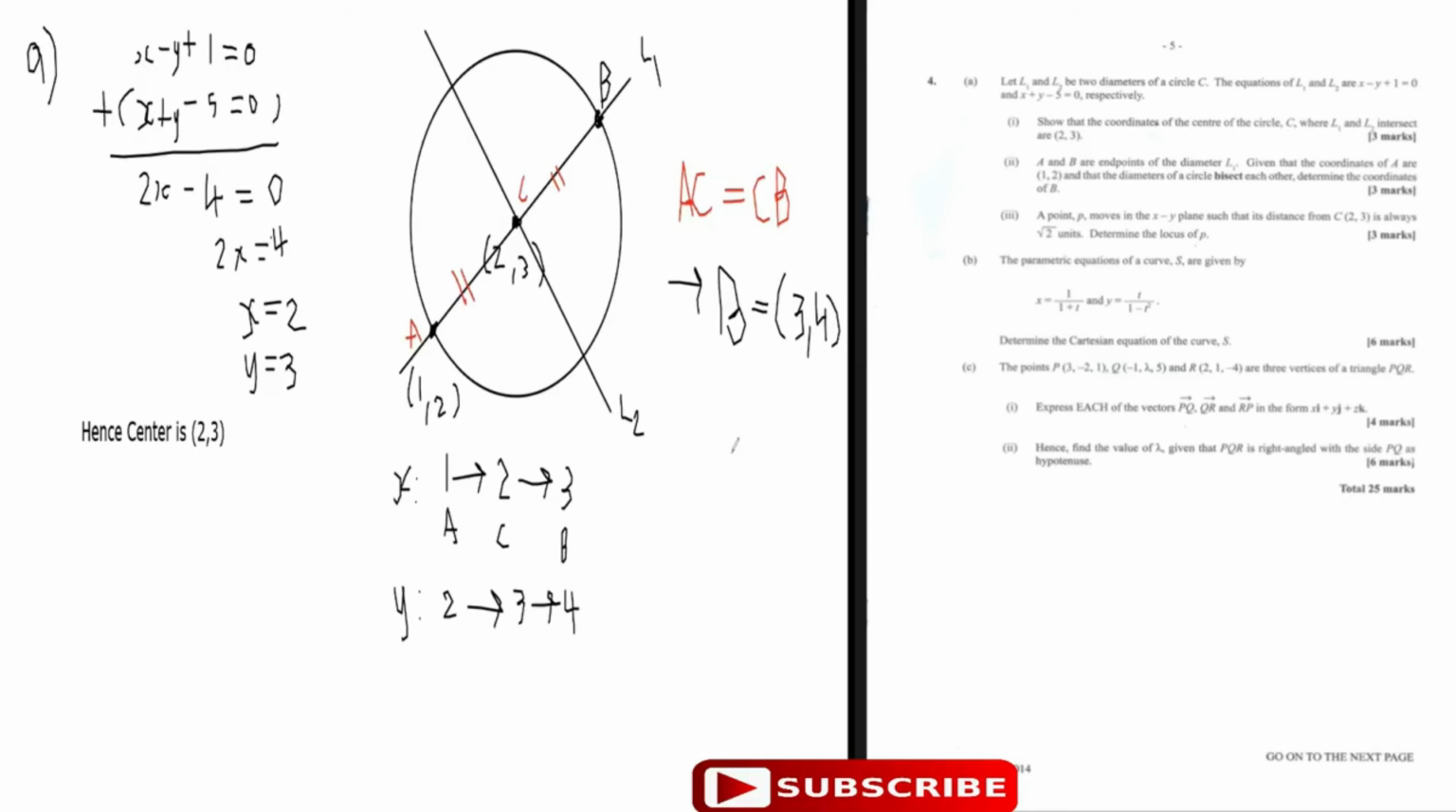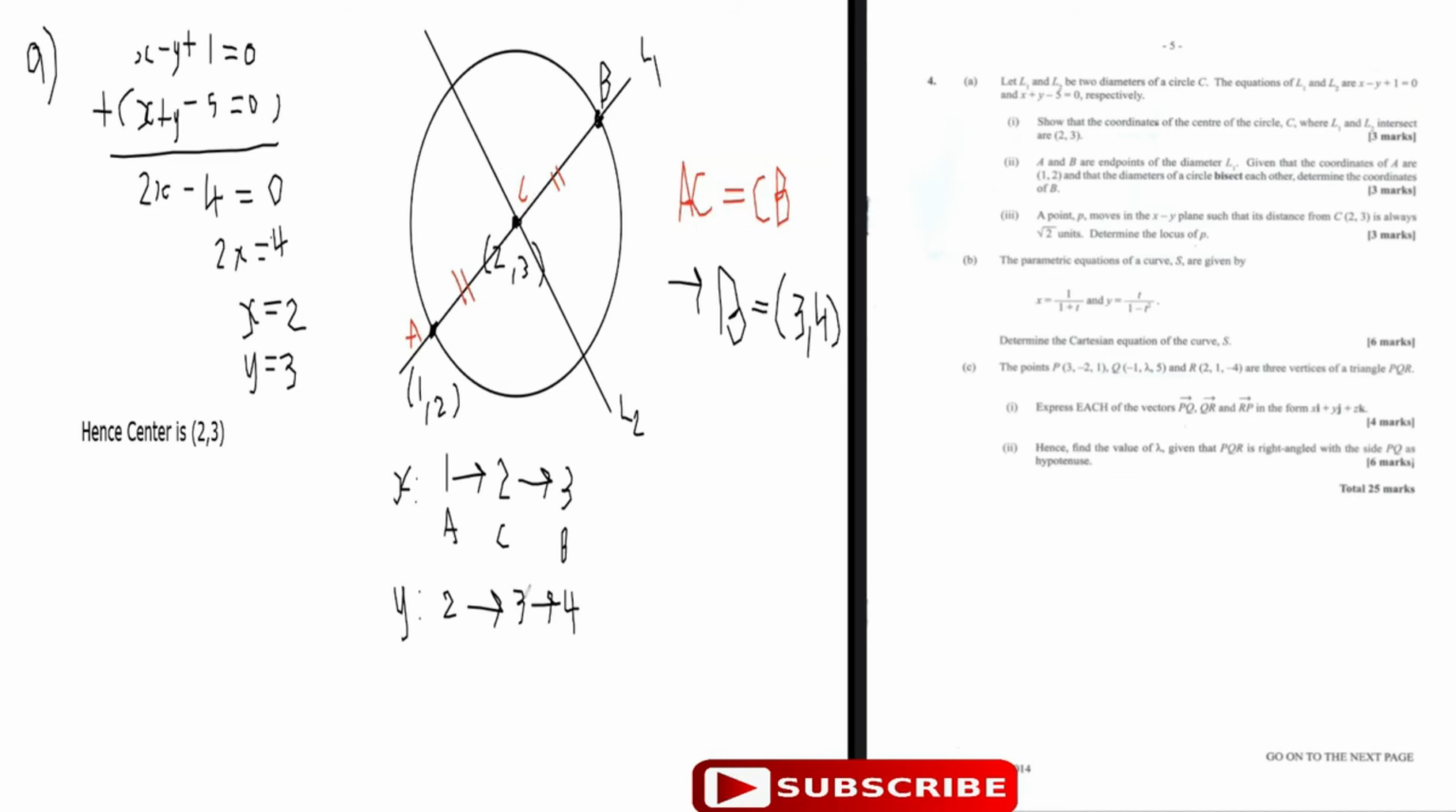Next, it says a point P moves in the xy plane such that its distance from the center C, which is 2, 3, is root 2. And it says determine the locus of P. So it tells us that the distance from the center of the circle is root 2.